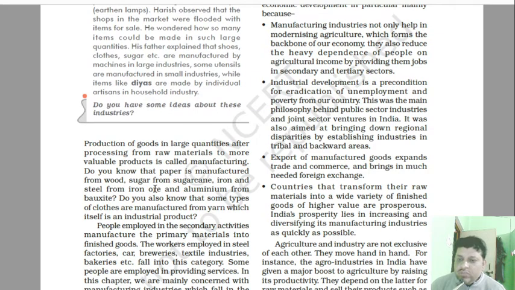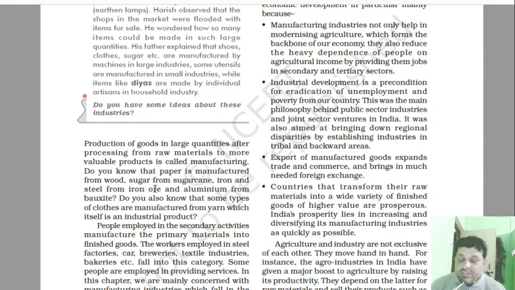So do you also know that some types of clothes are manufactured from yarn, which itself is an industrial product? And we use various types of cloths today. We are living in a civilized world, and we adorn our body with various kinds of cloths, and these cloths are woven in the textile industry, but the main basic item for manufacturing fabrics or textile products is thread or yarn, and thread is obtained from cotton.